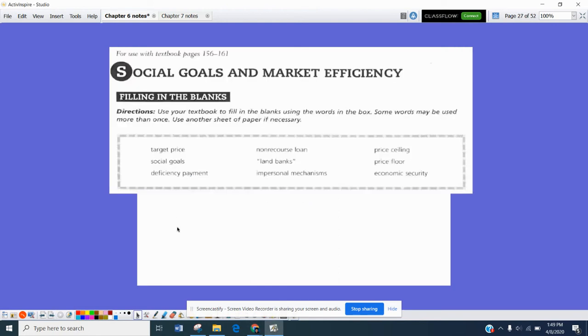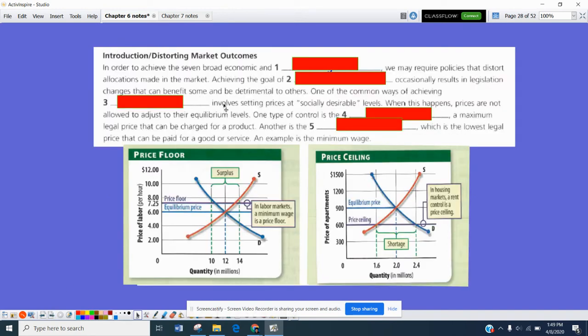So here we go. We're going to take a look at some of these terms, and as we go through, you're going to need to fill in what you need in the blanks. So we're just going to read through this, and hopefully you can follow along here.